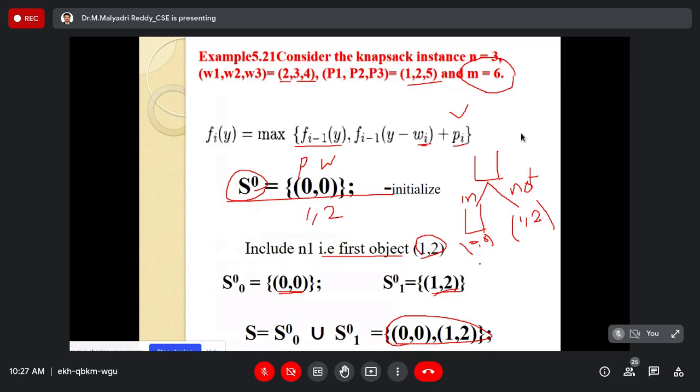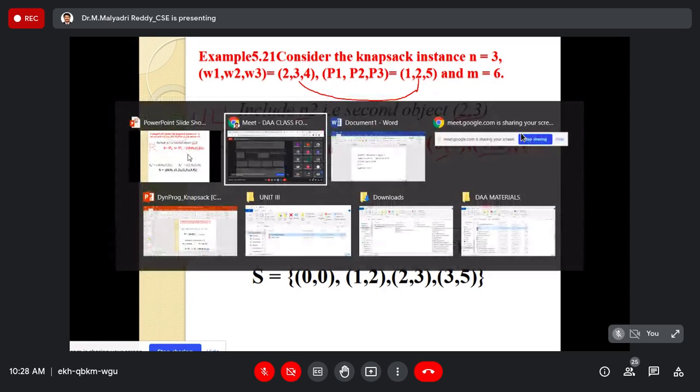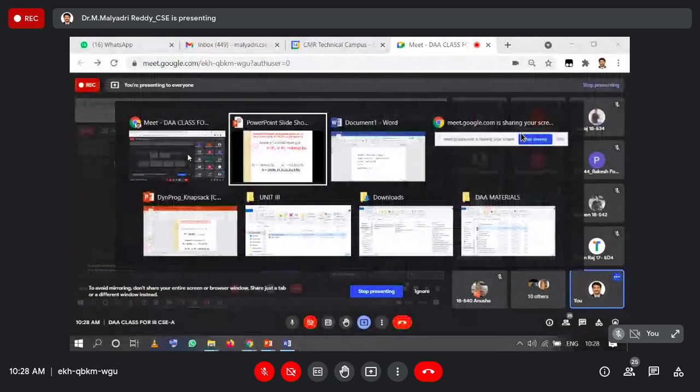Now I have to focus on the second object, with profit 2 and weight 3, that is 2 comma 3. On this we already have two feasible solutions: one is 0 0, and one more is 1 comma 2. On that I can again perform two options, that means either include or not include. That is two possibilities again.